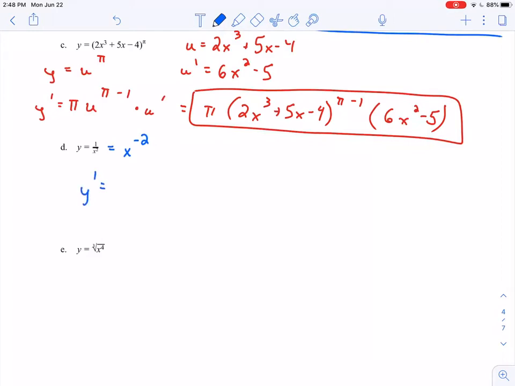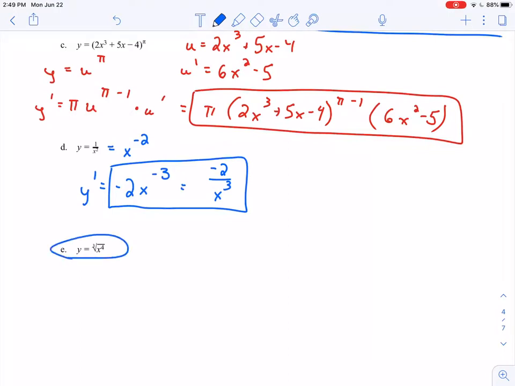So y prime says, okay, when I take the derivative of x raised to some power, I'm going to multiply by my power, negative 2 times x, and then subtract 1 from my power. Be very careful, though, with your negative. Remember, we're subtracting 1, so we'll actually have a minus 3 power now. And I can leave it like that, or I could rewrite this as negative 2 over x cubed. If you prefer a positive exponent like I do, I think either one of those is fine.